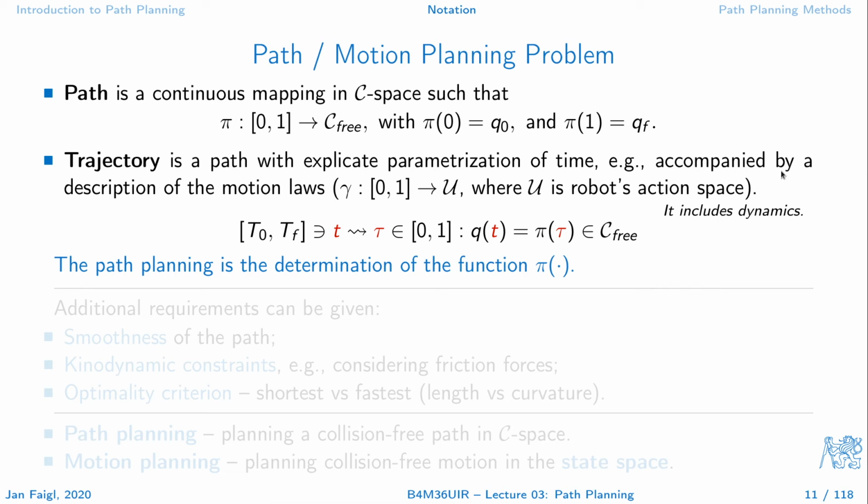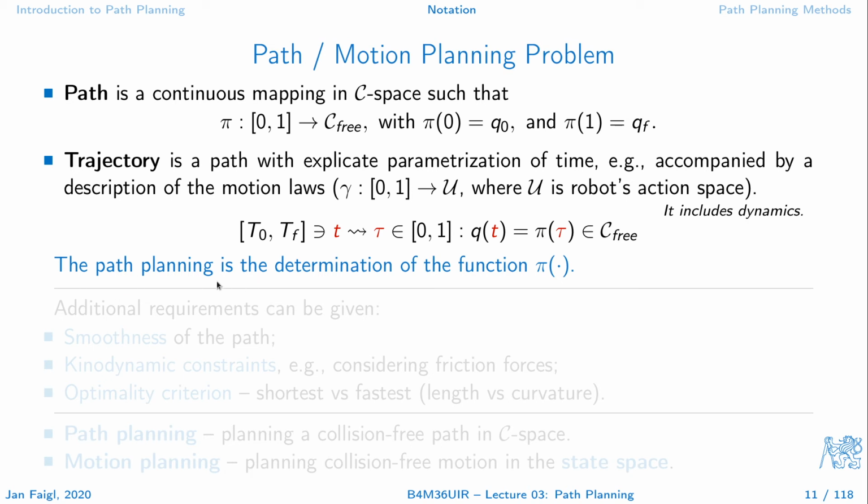So we have a further accompanied interval of time, but here the robot needs to follow the motion laws. So the U is a robot's action space, and this might include dynamics of the robot. Because this is a set of configurations that are reachable, that are feasible, that are not in a collision with an obstacle for the robot. But here we follow the motion laws. So we include the kinematics model, for example.